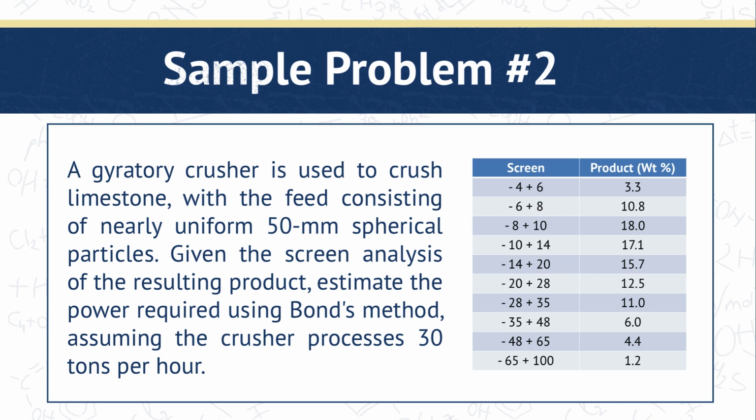A gyratory crusher is used to crush limestone, with the feed consisting of nearly uniform 40 millimeter spherical particles. Given the screen analysis of the resulting product shown on the side, the screen analysis shows that 3.3% of the crushed product passes through mesh size 4 but is retained on mesh 6, while 10% passes through mesh 6 but is retained on mesh 8, and so on. We are then asked to estimate the power required using Bond's method, assuming the crusher processes 30 tons per hour.